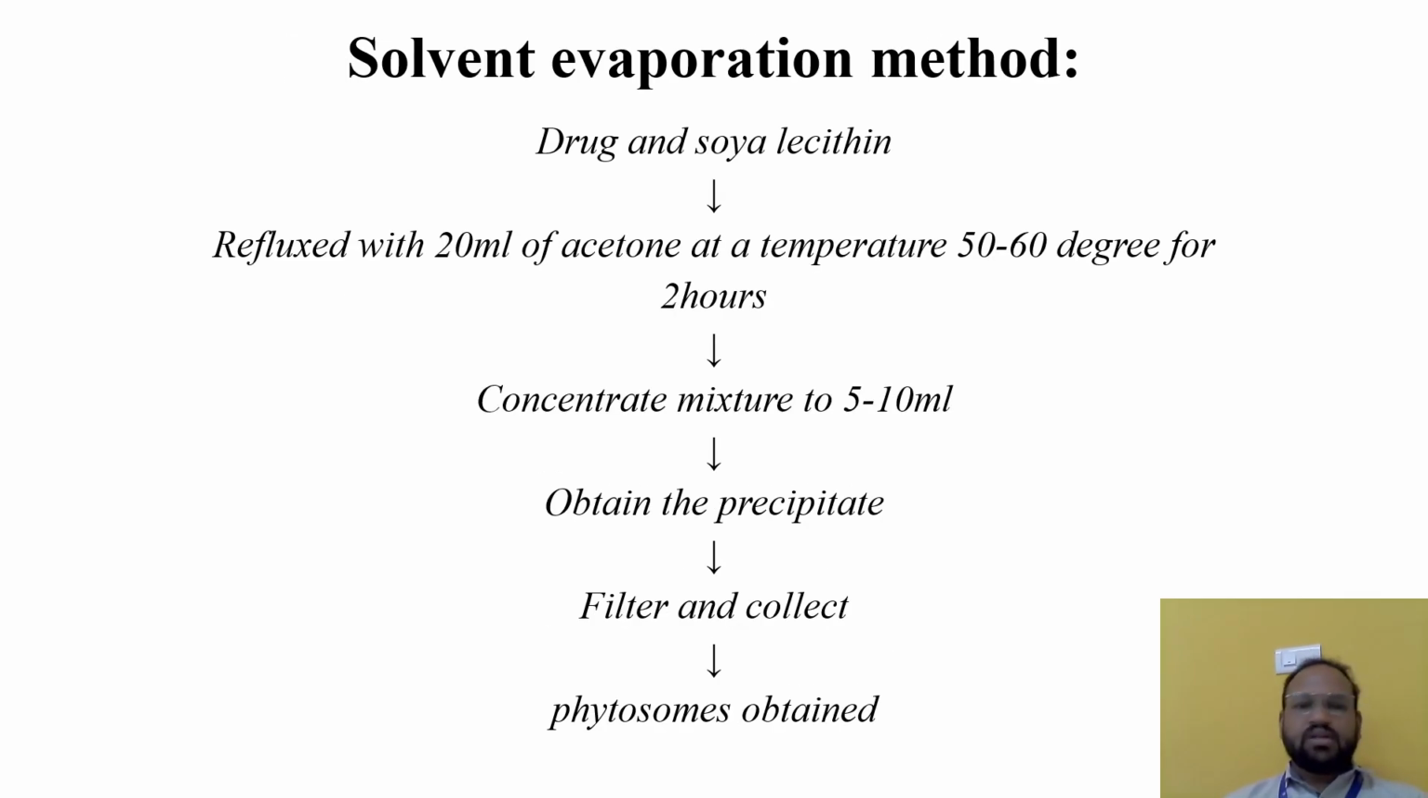Solvent evaporation method. As previously we have discussed, drug and soya lecithin are refluxed with 20 ml of acetone at a temperature of 50 to 60 degrees Celsius for 2 hours. Concentrate the mixture to 5 to 10 ml. Obtain the precipitate, filter and collect. The phytosomes are obtained.